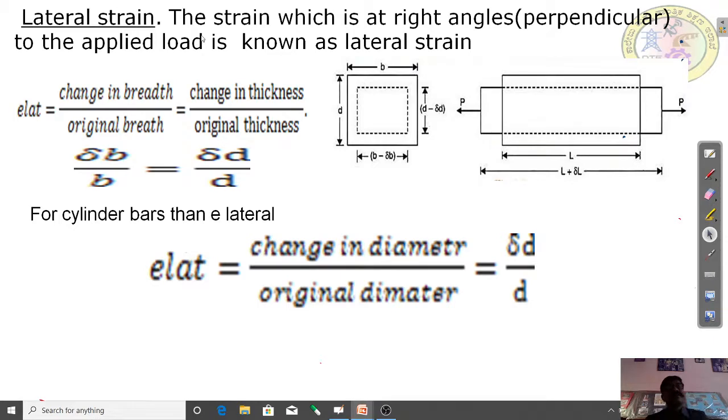Lateral strain. This is very important. The strain which is at right angles or perpendicular to the applied load is known as lateral strain. Now let us take a bar of length L. When we apply load P, what happens? It extends by delta L. When we consider delta L, and this change is along the direction of the applied load, then we call it linear strain.